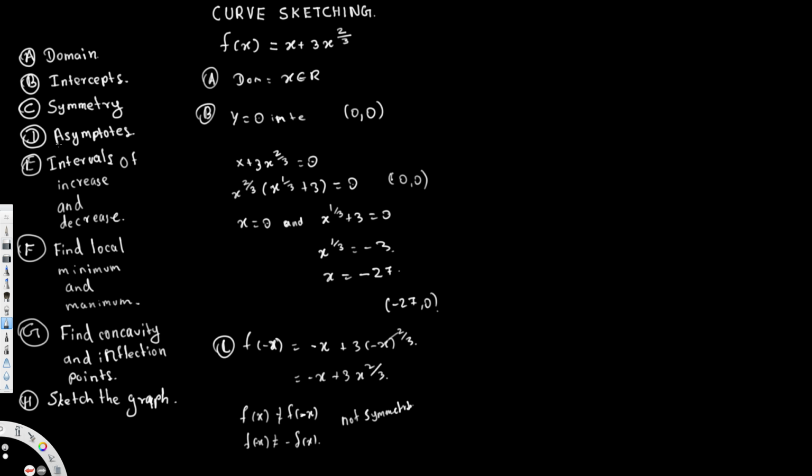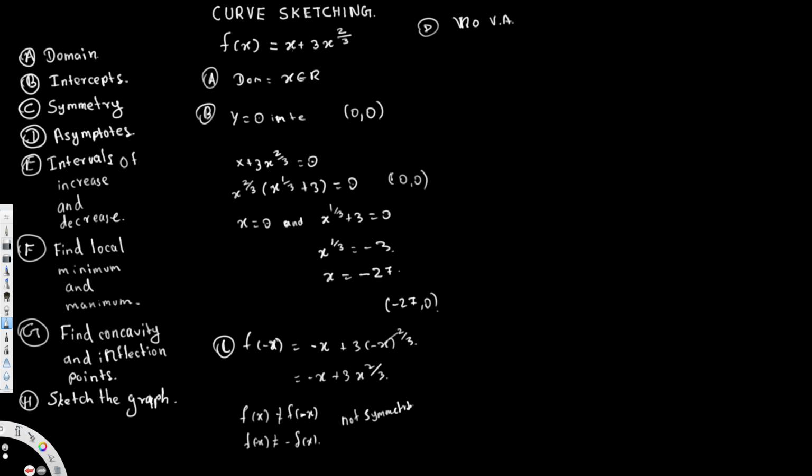And let's move to the next one. D, asymptotes. To check for the vertical asymptote, I have to set the denominator equal to 0. Since this one has no denominator, there's no vertical asymptote. Then to find the horizontal asymptote, I have to find the y value when x is approaching infinity.